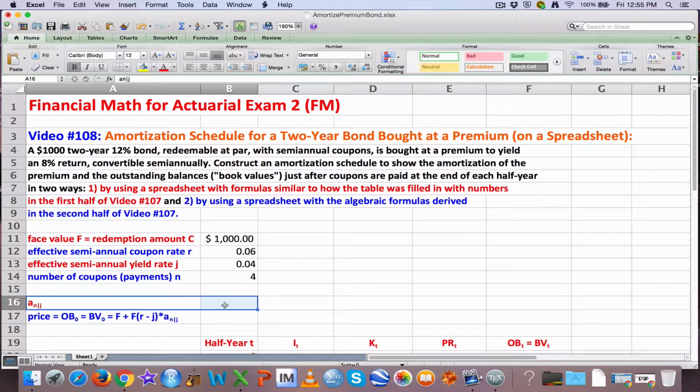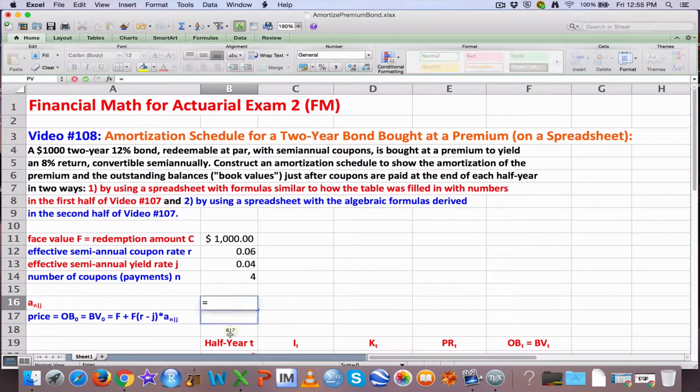Okay, so let's first figure out A and J, just for the sake of showing you how to get it in 2 ways with the spreadsheet. One way, in cell B16, we're going to use the formula we typically use, 1 minus V to the n divided by J. And I think in cell C16, we'll do it another way just to illustrate the use of a built-in spreadsheet function, the equals PV function, standing for present value, to show you that you can get it that way too. But let's type it in as 1 minus V to the 4th over J.